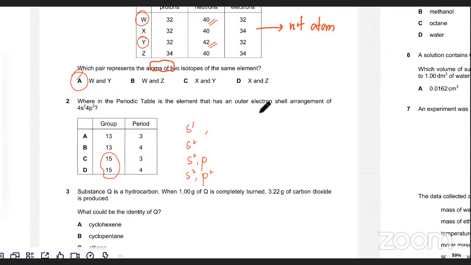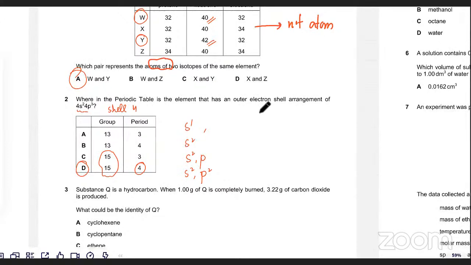Which period would it be? It clearly says that it's in shell number 4, right? Shell number 4 means that it's going to be in the 4th period. So the answer would be D. Is this clear? Yes, sir.